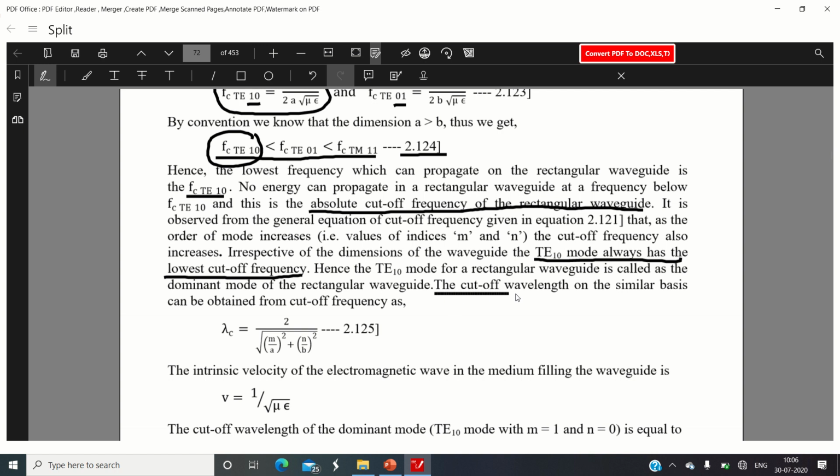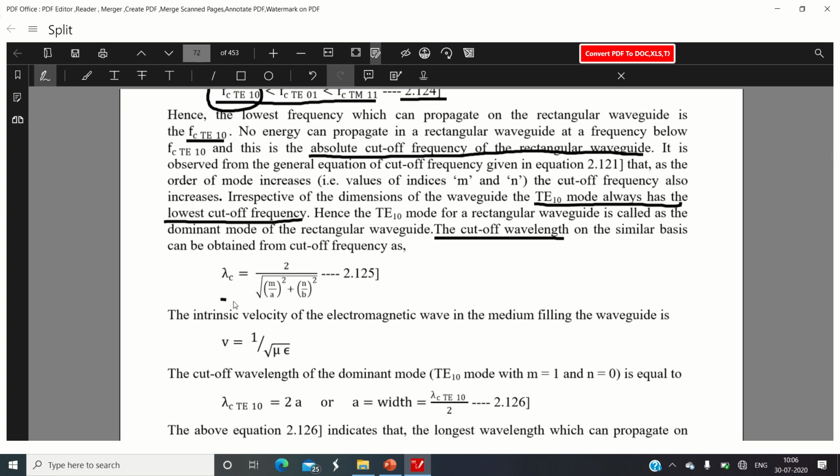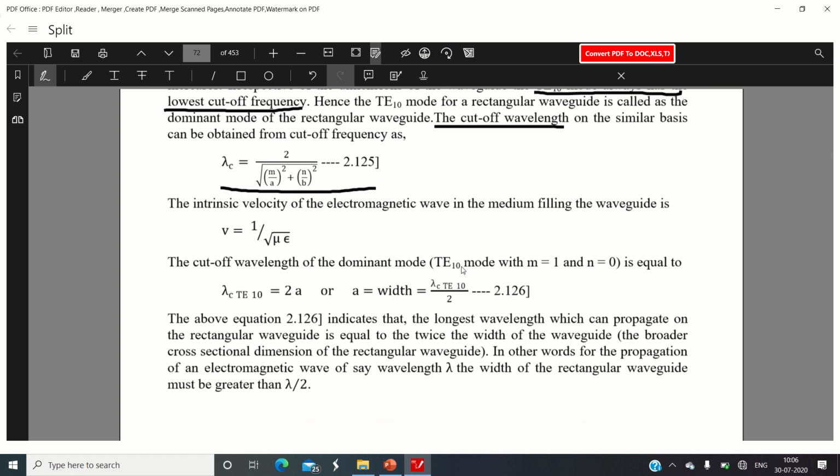The cutoff wavelength can be calculated once you know the cutoff frequency. This is given by equation 2.125. The cutoff wavelength is given by 2 divided by the square root of (m/a)² plus (n/b)². This is the cutoff wavelength for the dominant mode. The dominant mode is the minimum mode at which signal propagation takes place, and we already know that the TE10 mode is the dominant mode.